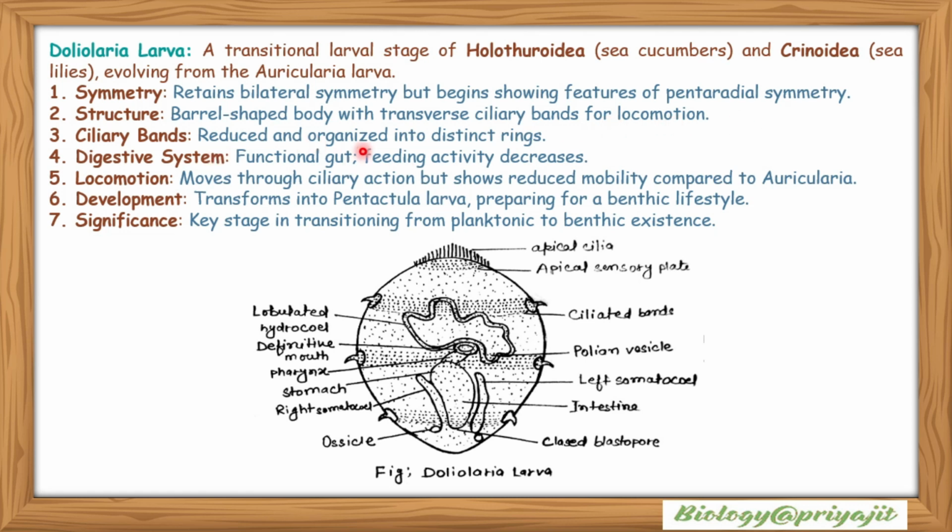Ciliary bands: they are reduced and organized into distinct rings. Digestive system: they have a functional gut. Their feeding activity decreases. Locomotion: it moves through ciliary action but shows reduced mobility compared to auricularia. Development: it transforms into the pentactular larva, preparing for a benthic lifestyle. Significance: it is a key stage in transitioning from planktonic to benthic existence.